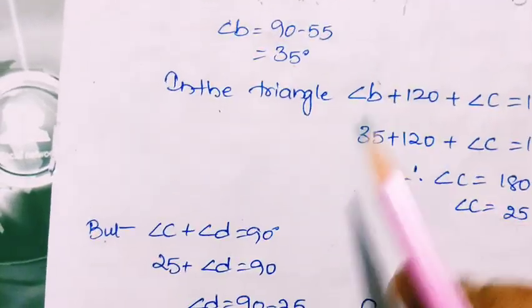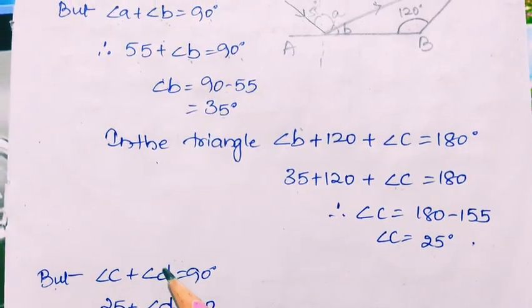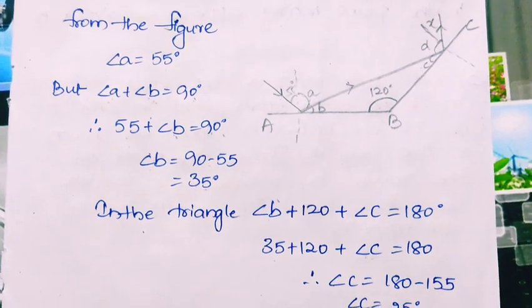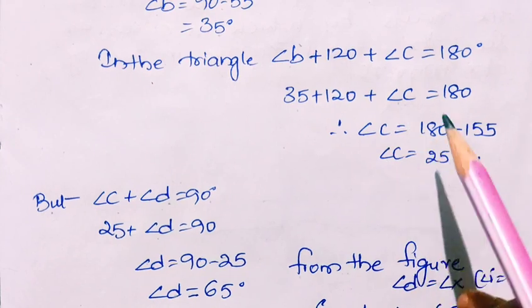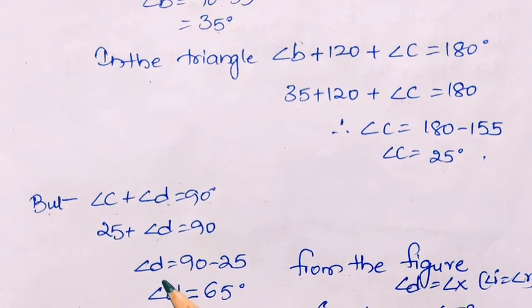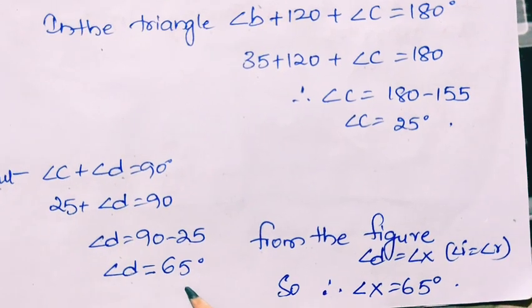Now we know that this is perpendicular, so angle C and angle D is 90 degrees. Now we can find angle D. As we know angle C is 25 degrees, we can find out angle D. 90 minus 25, angle D is equal to 65.